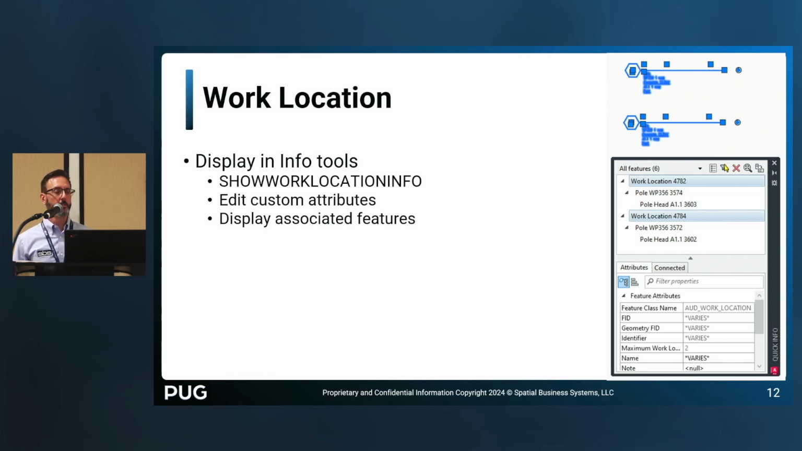There's an option called Show Work Location Info that enables this. And here you can see in the screen capture that I've selected a couple of work locations and they just show up in the info tool. They also show all of their associated objects. So this also allows you to more easily navigate to all the objects that are associated to that work location by just selecting it and viewing it in feature info.